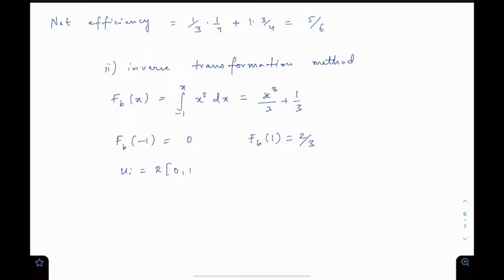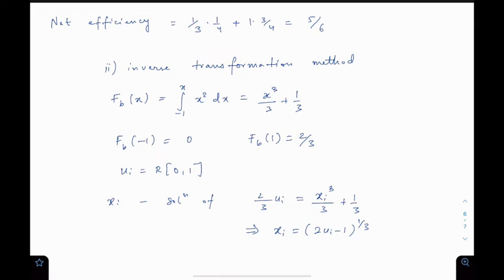And then xi, the solution of this equation, 2/3 of ui equals xi cubed by 3 plus 1 by 3, which basically implies xi is the cube root of 2ui minus 1.